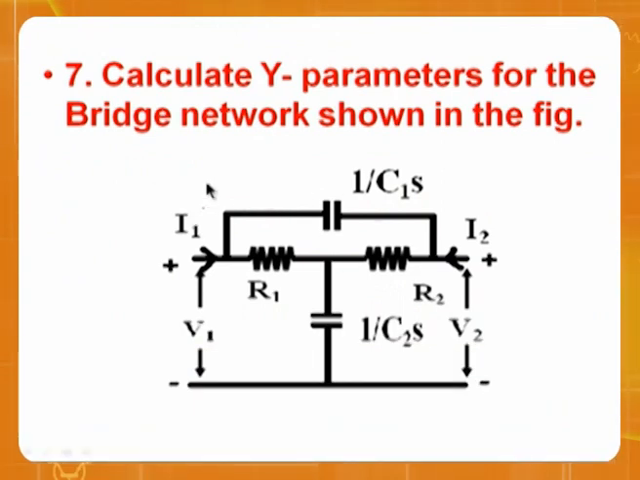Good. Now I am taking you to problems. So far the sixth problem is over, now we have question number 7. Calculate Y parameters for the bridge network shown in the figure. This is called a bridge network, because this is a T, and the T is bridged with one component. So you can call it a bridge T.